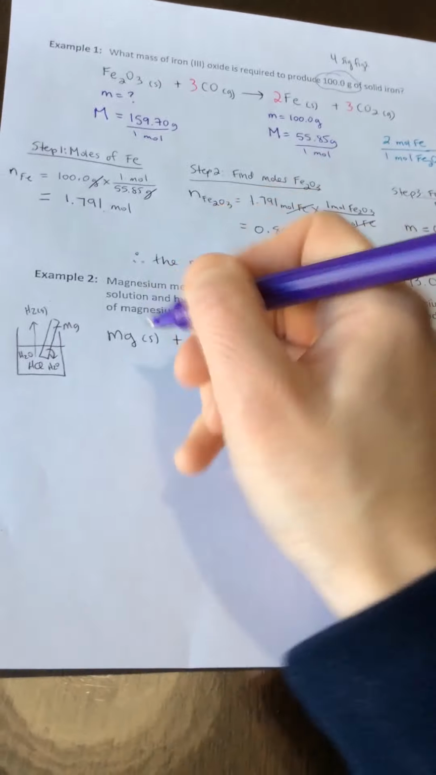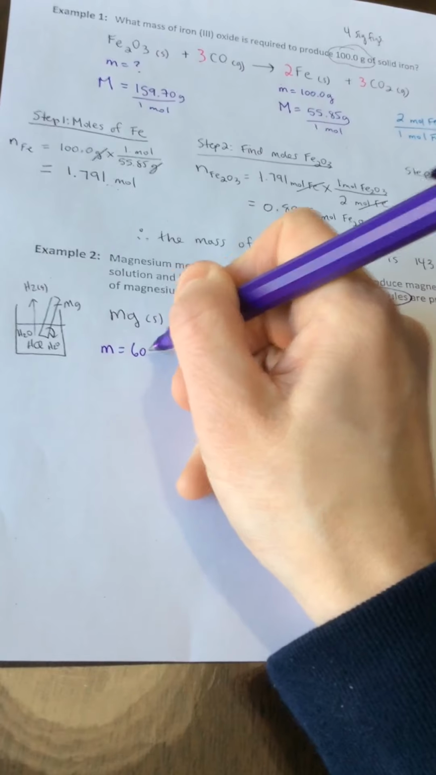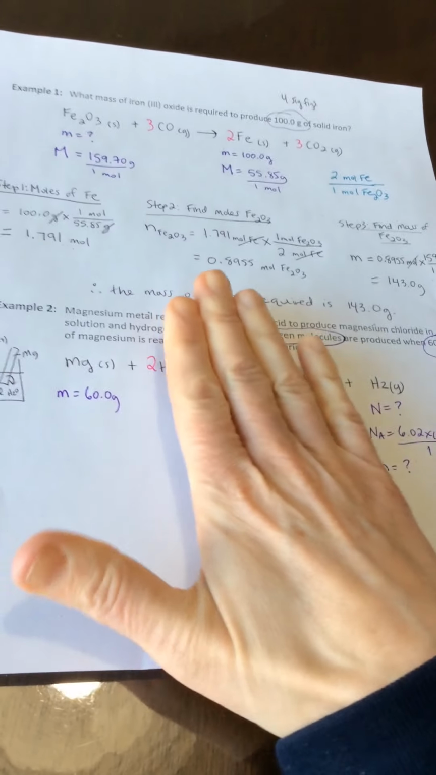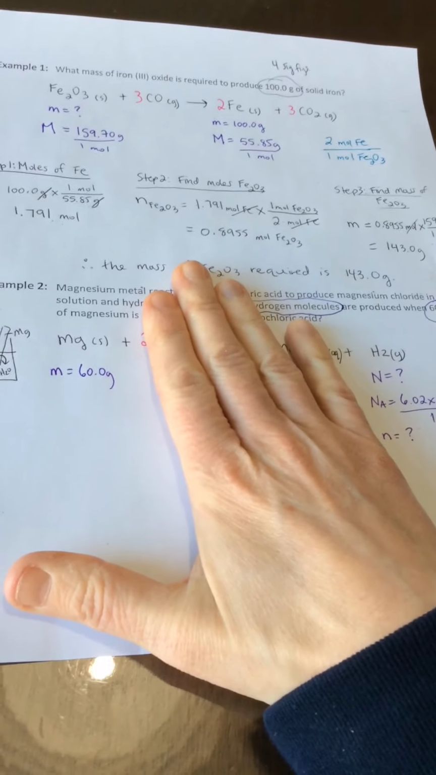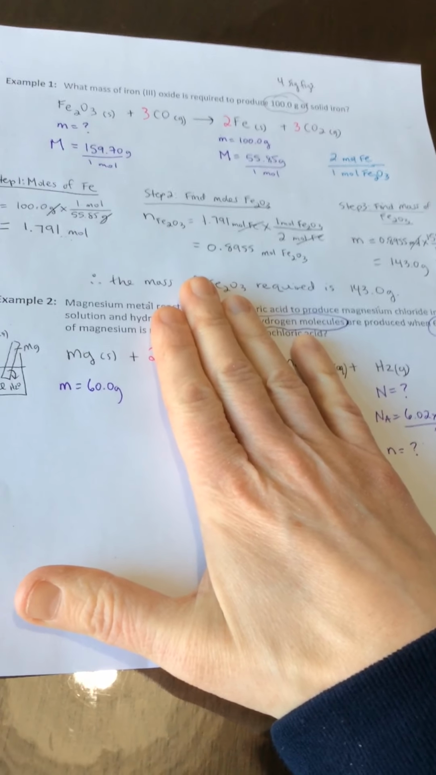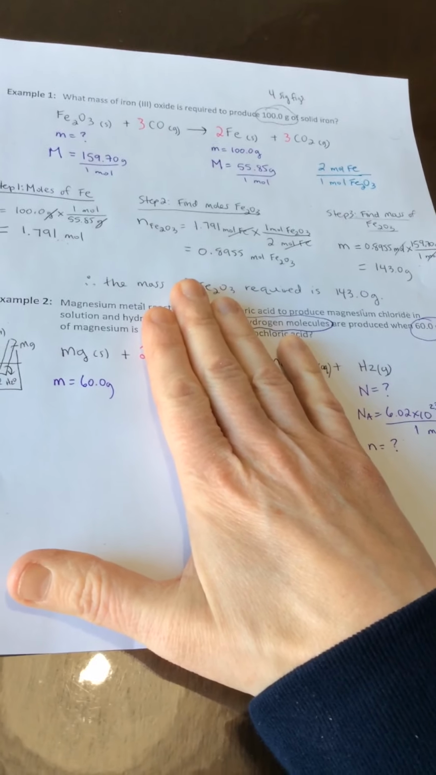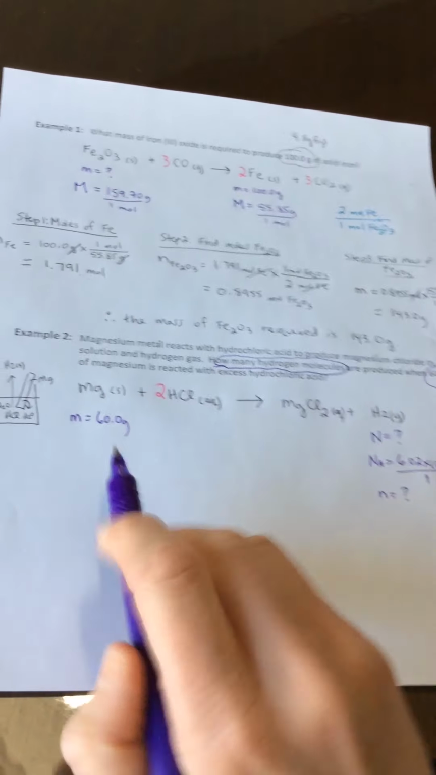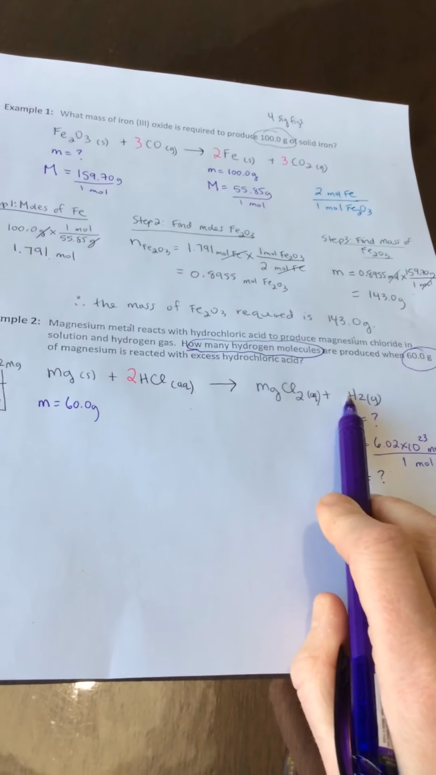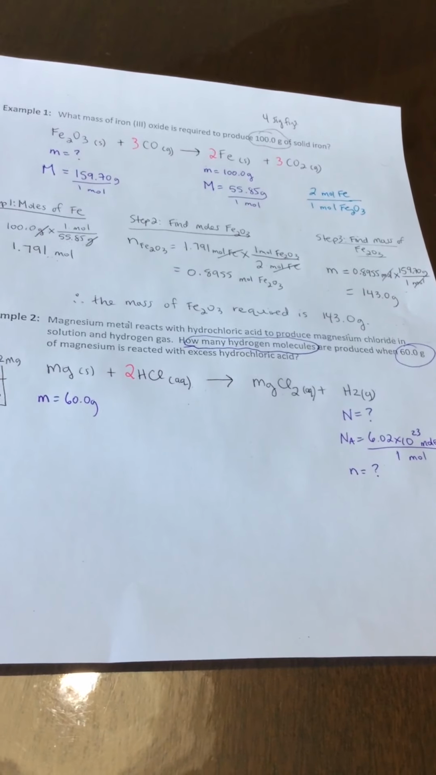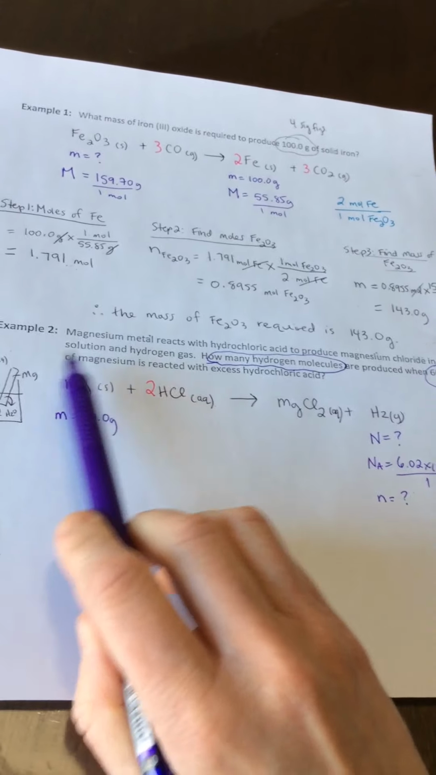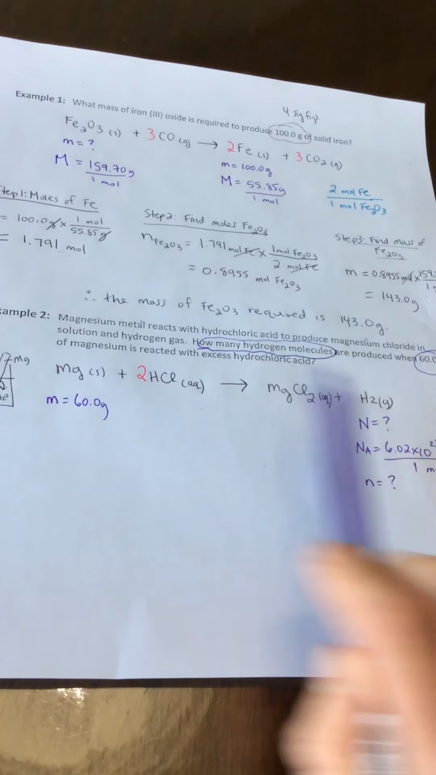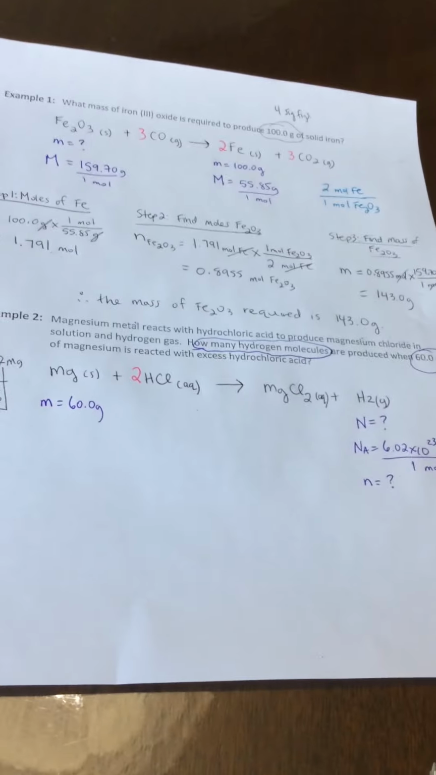So what do we start with? 60.0 grams of magnesium. So the mass of magnesium is 60.0 grams. We no longer need to worry about the hydrochloric acid or the magnesium chloride. Just like in the previous example, we needed that to get the right stoichiometry, the right molar ratio, but from here on out, we're only interested in looking at magnesium and hydrogen. This is a 1-to-1 ratio. That's going to make this example a little bit easier. For every 1 mole of magnesium that reacts, we get 1 mole of hydrogen gas.